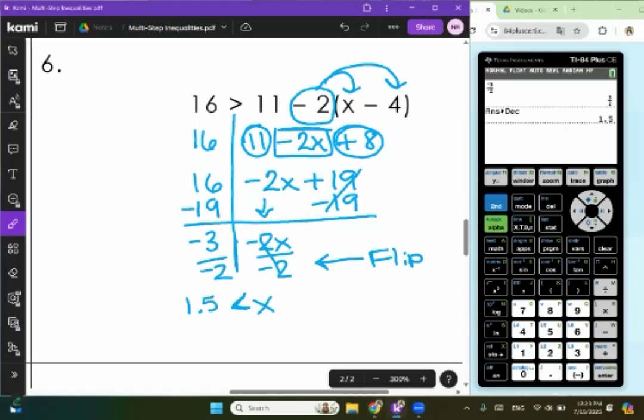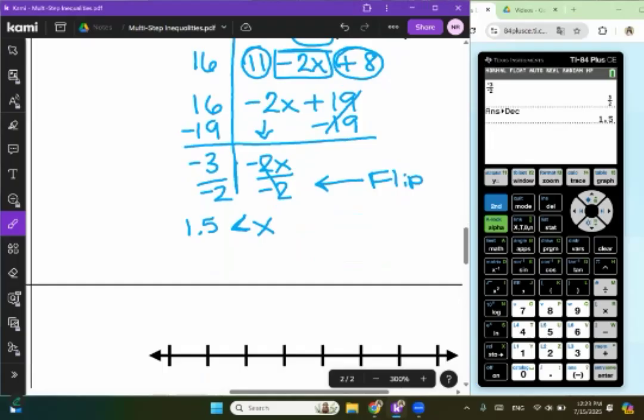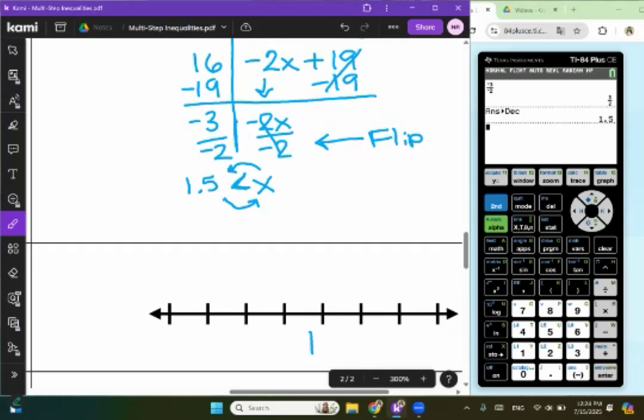1.5. Now, because we are graphing, remember you need to have the variable in the front. So we're going to flip that again. 1.5. Open circle. Oh, and when we flip it again, you also flip that symbol. And that lets us know that we're going to shade to the right. Okay.